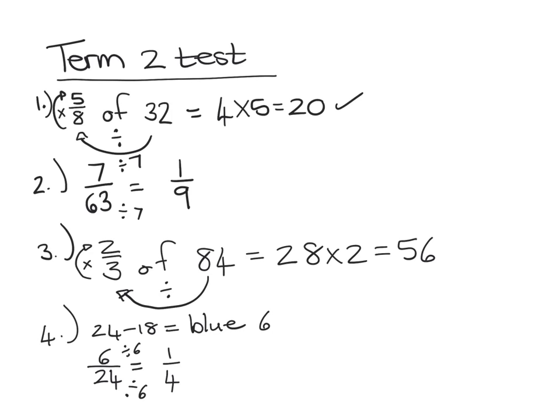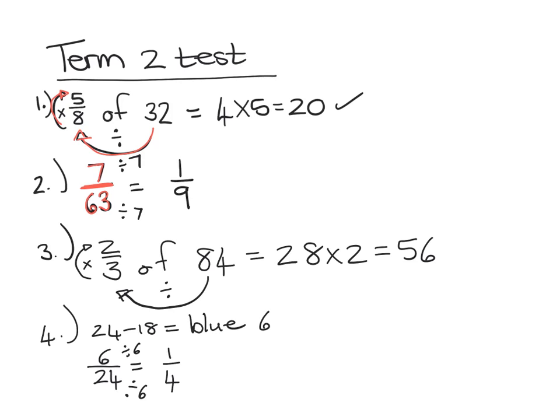Right, so for an "of" sum, we're going to divide by the bottom and times by the top. That's why 32 divided by 8 is 4. 4 times 5 is 20. At number 2, we are working out a fraction of a whole, so we just put it over the whole. 7 over 63, and we simplify that.